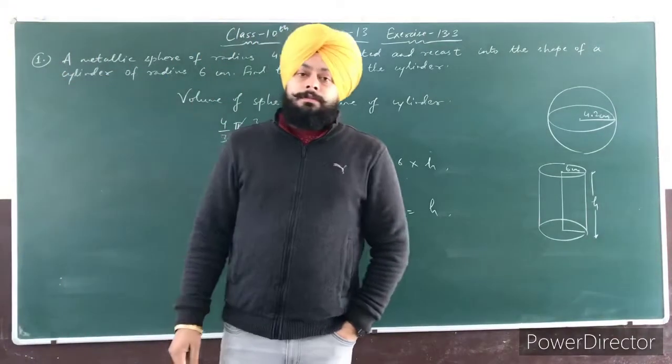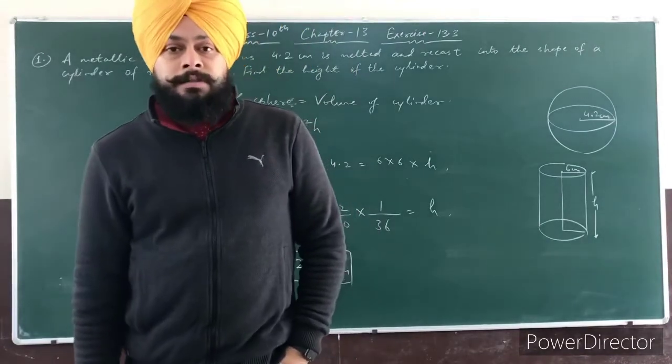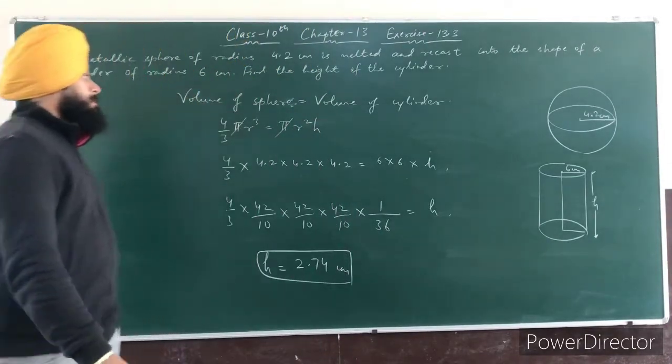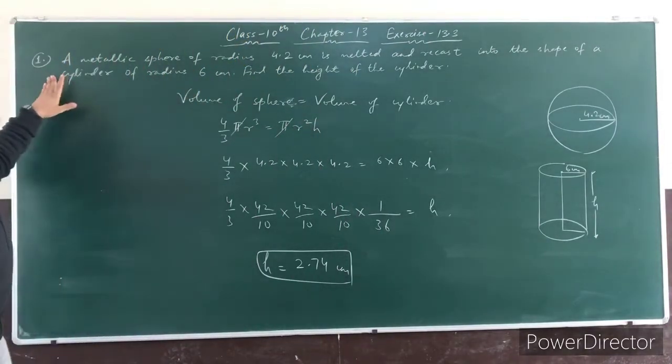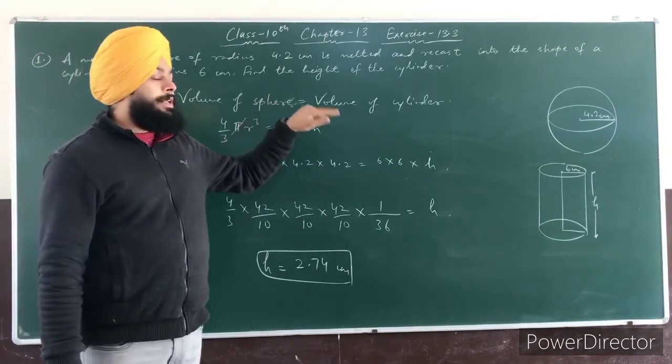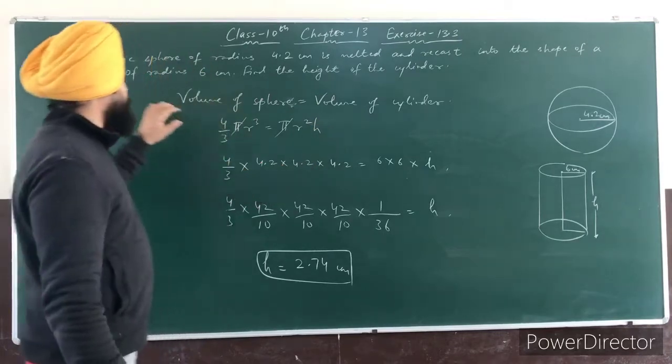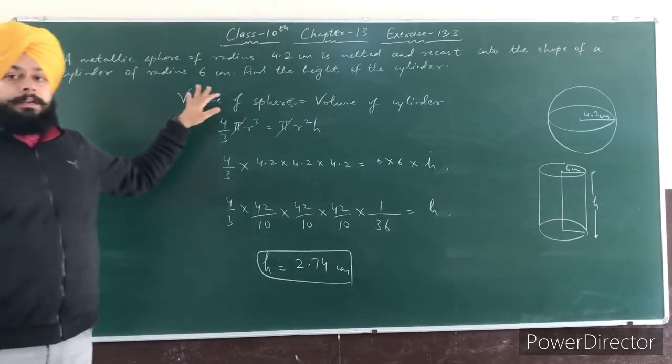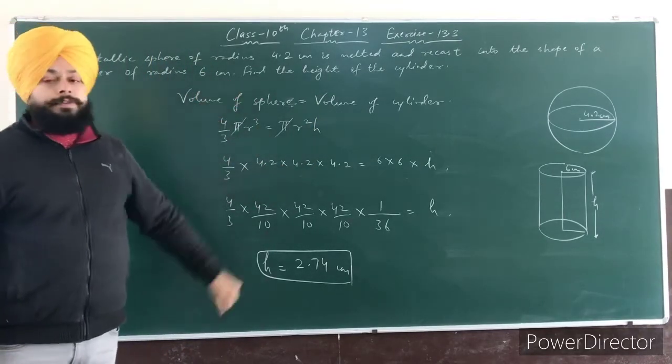Good morning, students. Today we will do our next exercise number 13.3. So let us see the first question. A metallic sphere of radius 4.2 centimeter is melted and recast into the shape of a cylinder of radius 6 centimeter. Find the height of the cylinder.